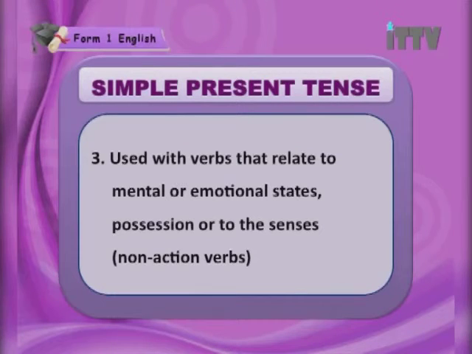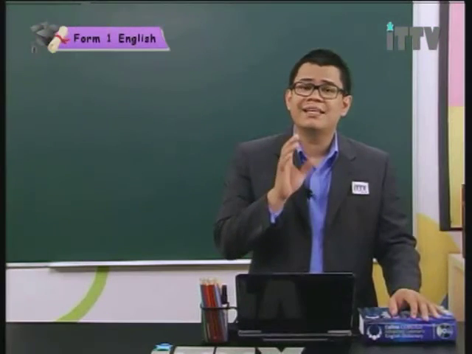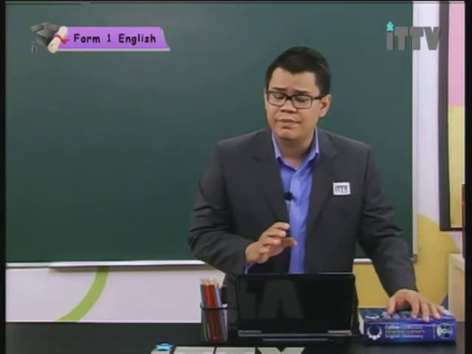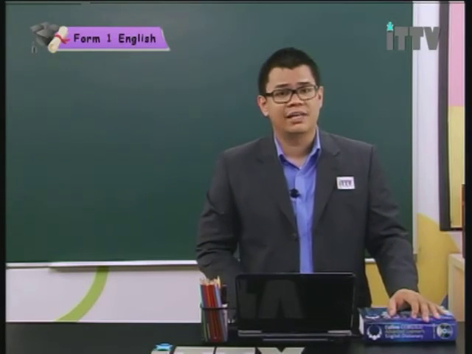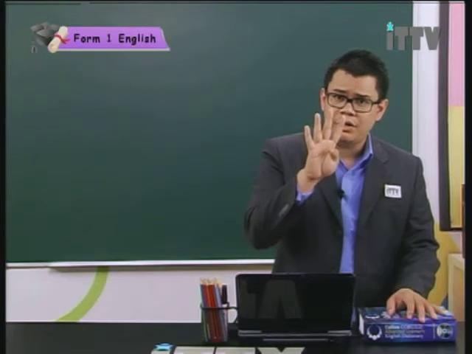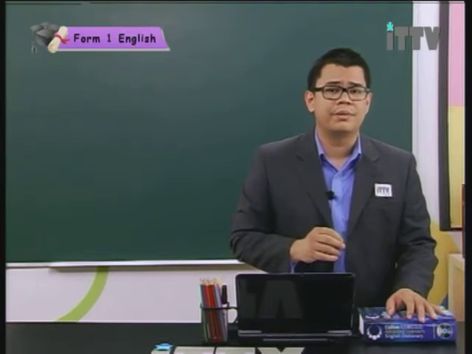3, used with verbs that relate to mental or emotional states, possession, or to the senses. So this is another reason to use simple present tense. But for this one, you need to remember non-action verbs. And finally, used to describe a habitual action. Now, what is a habitual action? Something that we do over and over again. Started in the past, existing now, and will continue in the future. So, remember these 4 examples of when to use simple present tense.